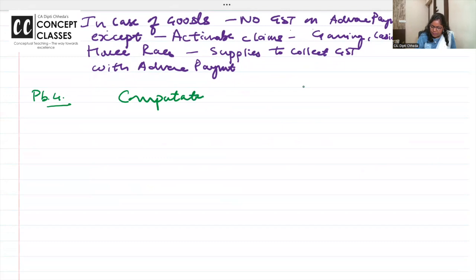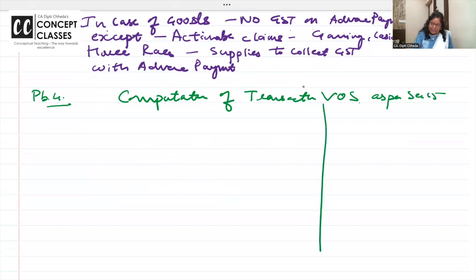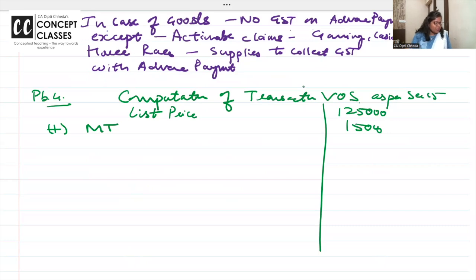Computation of the transaction value of supply as per section 15 of the CGST Act. Start always with the list price. Start with the list price 1,25,000. Taxes are paid by the municipal authority and they are not included. So add back the municipal tax 15,000. CGST, it's not included and you don't have to include.